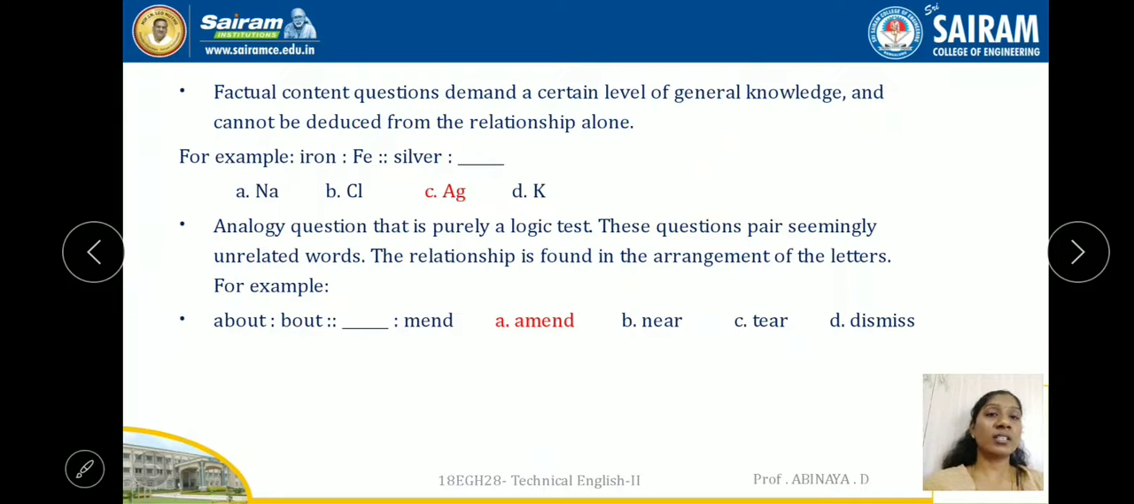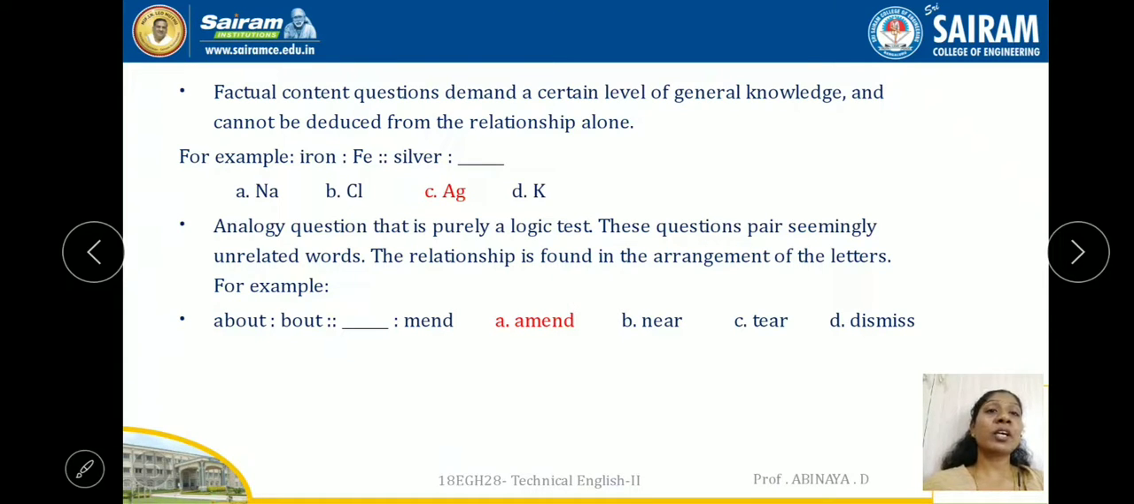And the next one is here. It not only tests logical reasoning and verbal reasoning, it can test our general knowledge also. See, iron, Fe, silver. Obviously sodium, chloride, and K will never come, and Ag will come here. So general knowledge also plays a role while doing these analogies.